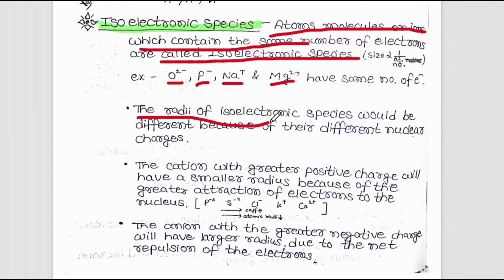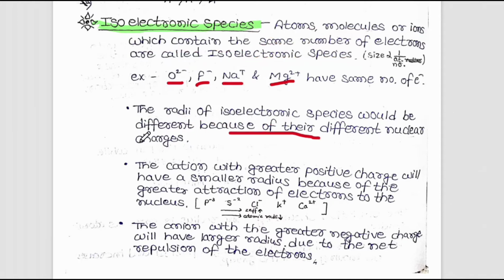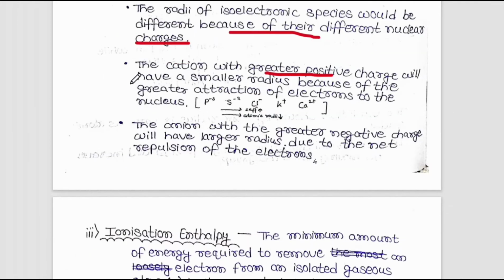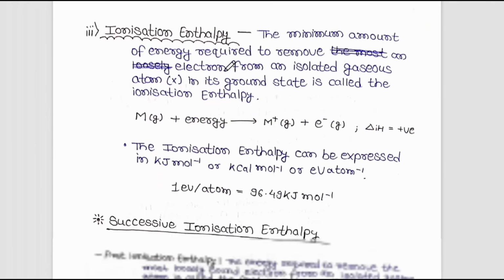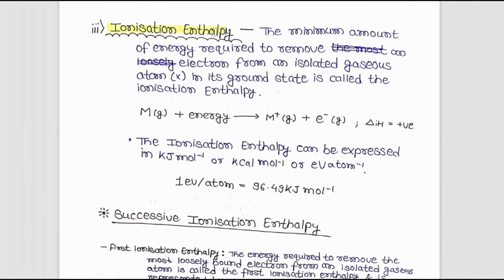The radius of the isoelectronic species would be different due to their different nuclear charges. The cation with greater positive charge will have a smaller radius, and the anion with greater negative charge will have a larger radius. Now let us come to the third trend, that is ionization enthalpy.